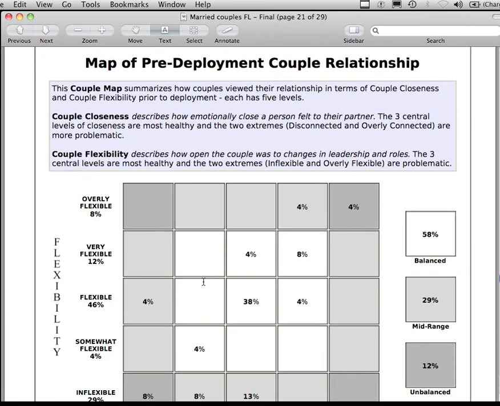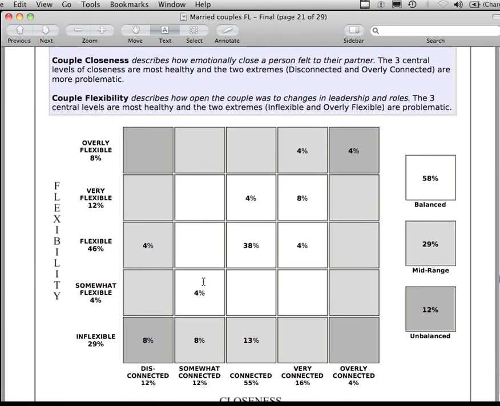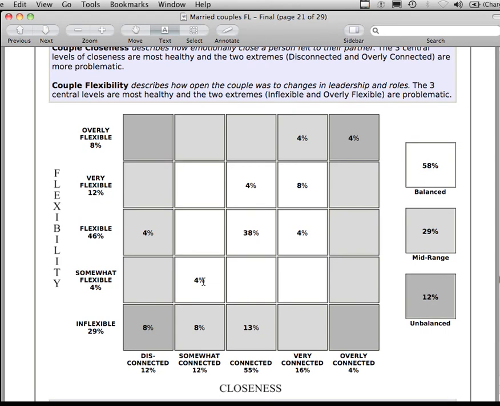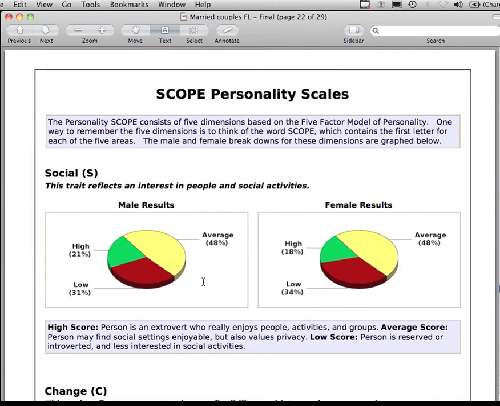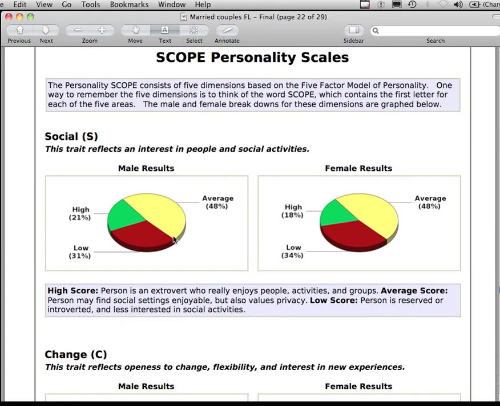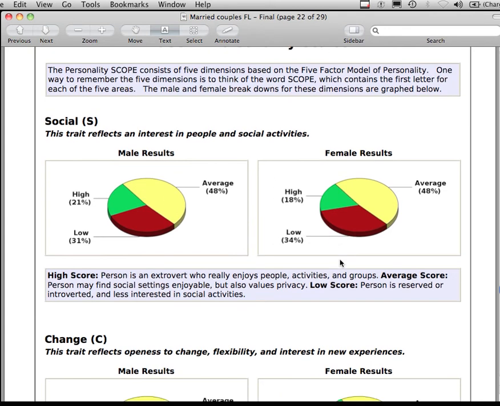Some of the military couples are asked to rate how their relationship was prior to deployment, so you can look at that dimension as well. And the SCOPE personality section is broken out by men and women, which is interesting to see. So 21% of the men scored high on the social trait, 21% extroverts, compared to 18% for the women. And you can see 48% on both were average, and the women, there were a few more introverts.